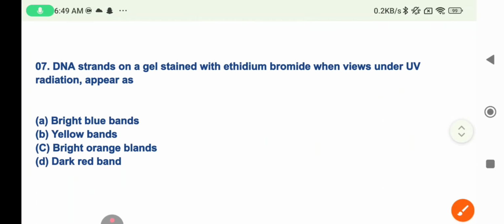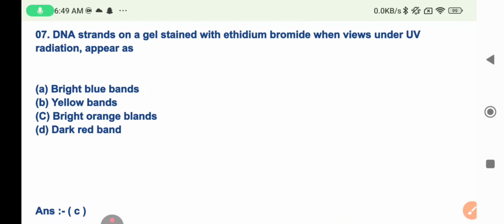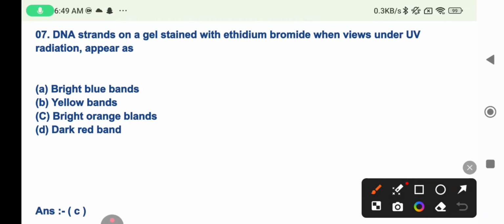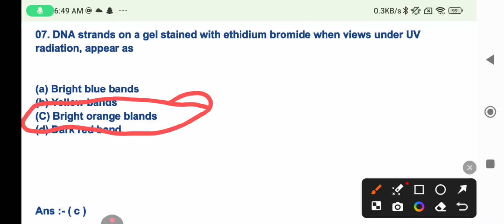Now move on to question number 7. DNA strand on a gel stained with ethidium bromide when viewed under UV radiation appears as, and here the options: option A bright blue bands, option B yellow bands, option C bright orange bands, and option D dark red band. And the correct answer is option C, bright orange bands.